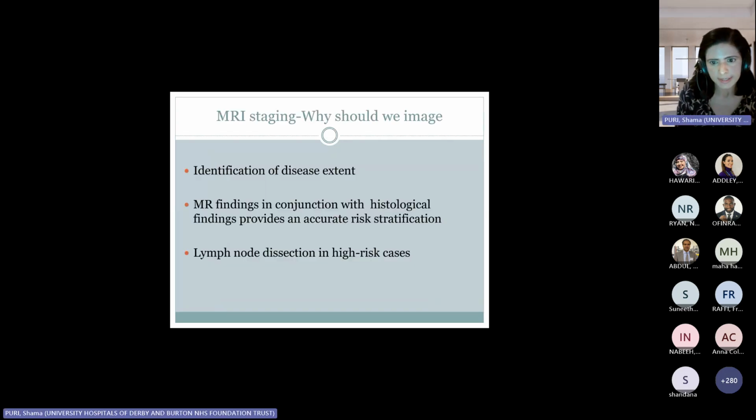Once the biopsy is done and diagnosis is made, then the local staging is done by MRI, as I said earlier. So MRI is really good at identifying the uterine as well as extrauterine spread. And when the MR findings are put together with the histology, it can give us a very accurate risk stratification and help us accurately identify the patients who need lymph node dissection.